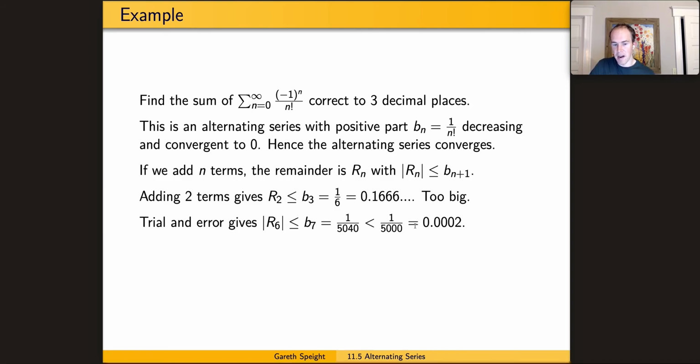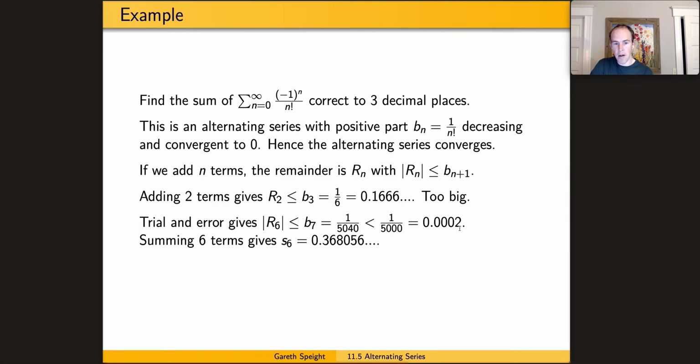Okay, you would get nicer numbers in an exam. But here, if we add 6 terms, the error is at most the positive part of the 7th term, which is 0.0002. We might suspect that that is a small enough error that we are able to nail down the sum correct to 3 decimal places.